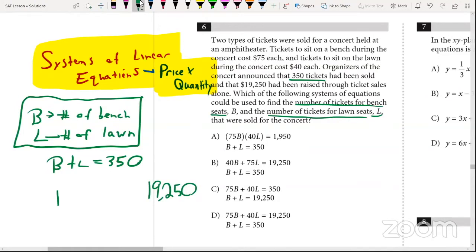So the number of bench seats times the price of a bench seat plus the number of lawn seats times the price of a lawn seat, which is 40. And now we've got our two equations. B plus L equals 350. 75B plus 40L is 19,250. And that seems to all match choice D on number 6.